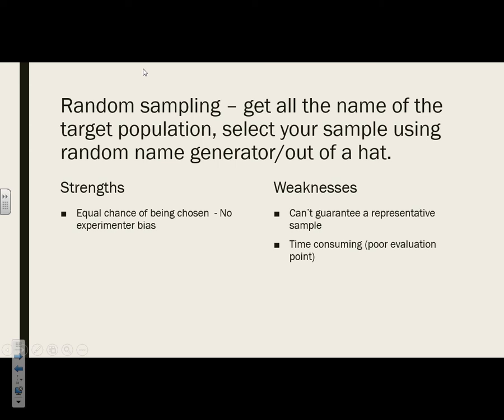Okay, it is not opportunity. Do not get those two confused. Strength: everybody has an equal chance of being chosen, so there's no experimental bias there. You can't influence it in one way or another. Problems: you can't guarantee a representative sample, so you might end up with all women or all men, and it's very time consuming. This is a bit of a naff evaluation point, but if you're really, really stuck, you can talk about time consuming, and then the fact that funding could be allocated elsewhere to kind of improve it in some way.